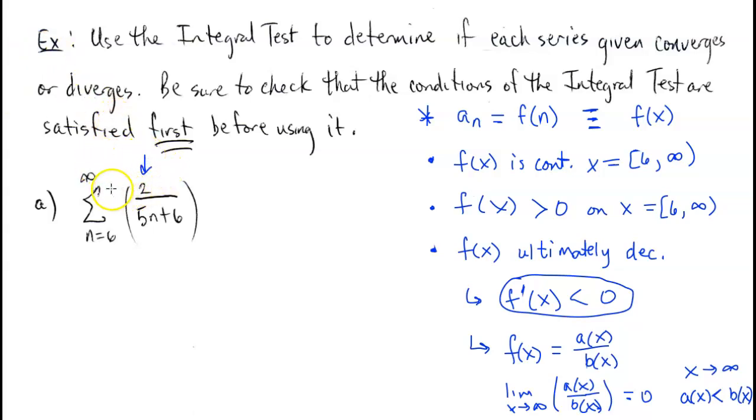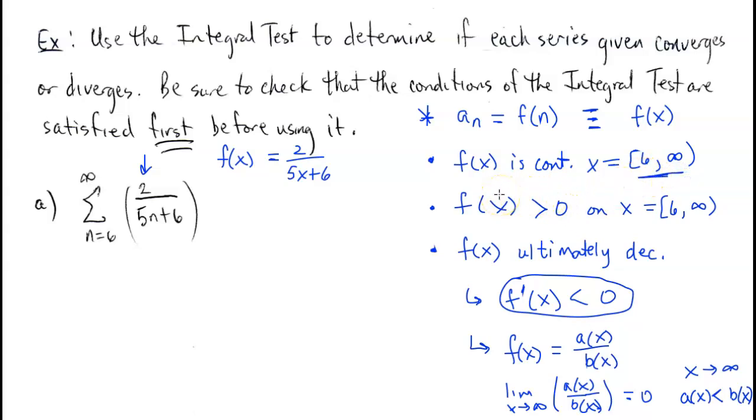So now that we know what it is that we're looking for, we're going to quickly look at this example here and make sure that we are convinced that all three of these things are satisfied. Okay. So for starters, let's say the corresponding function for this will just be 2 divided by 5x plus 6. So is this function continuous on the interval from 6 to infinity?